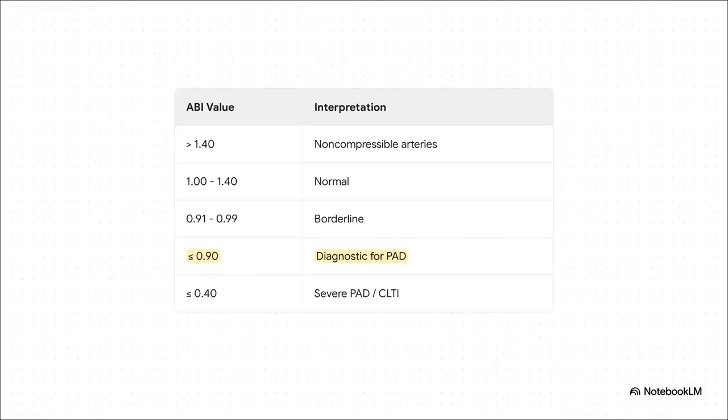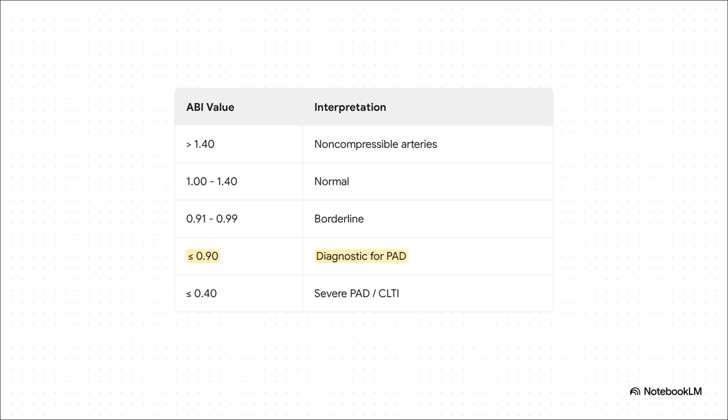Here's the money number. An ABI of 0.90 or less is diagnostic for PAD. A normal ABI is between 1.0 and 1.4. And this is a huge clinical pearl. Pay attention to that top number. If you get an ABI over 1.4, it doesn't mean the arteries are wide open. It means they're calcified and non-compressible, something you see a lot in patients with diabetes.